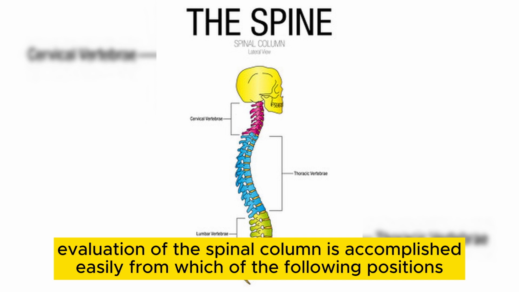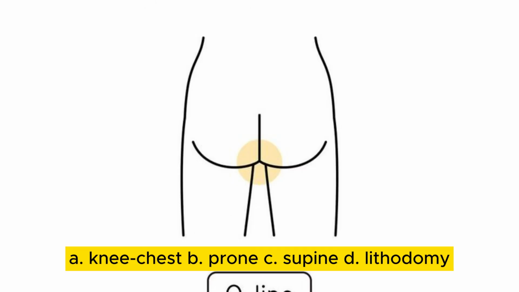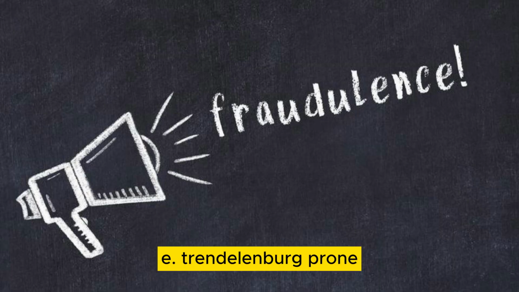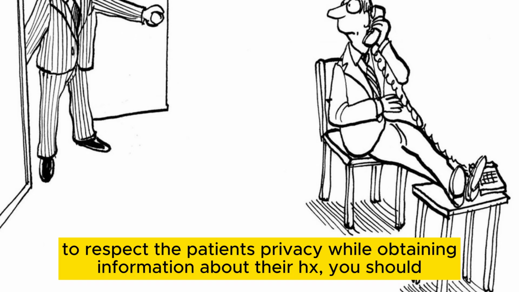Evaluation of the spinal column is accomplished easily from which of the following positions? A. Knee chest. B. Prone. C. Supine. D. Lithotomy. E. Trendelenburg. Answer: Prone.